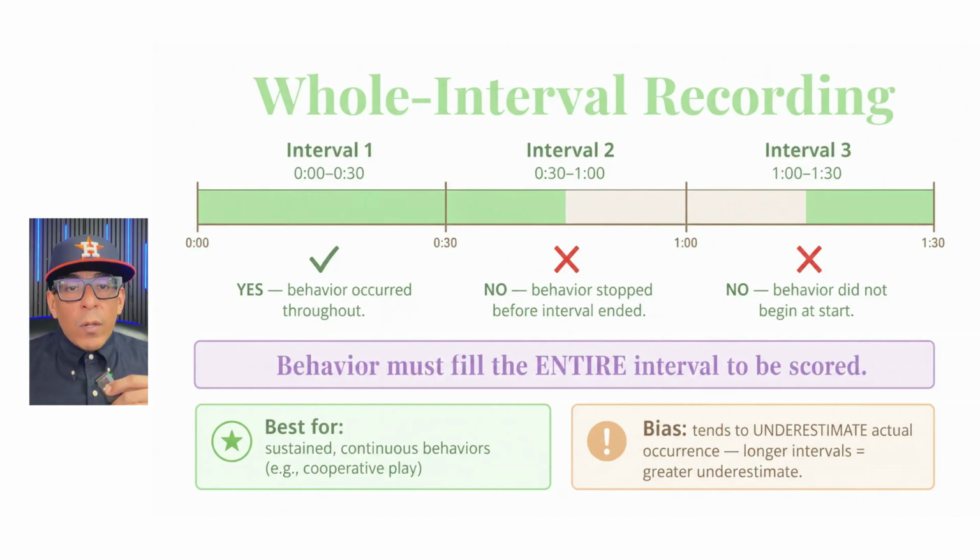Data from whole interval recording are usually reported as the percentage of total intervals in which the target behavior was recorded as occurring. Whole interval data usually underestimate the overall percentage of the observation period in which the behavior actually occurred. The longer the intervals, the greater the degree to which whole interval recording may underestimate actual occurrence. Exam clue: if the behavior has to happen for the entire interval, it is whole interval recording.